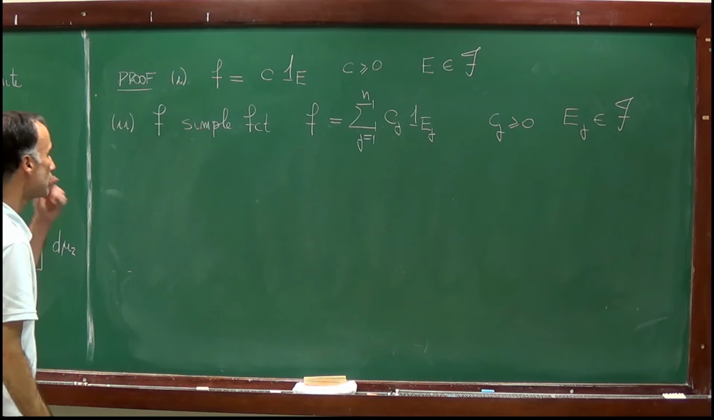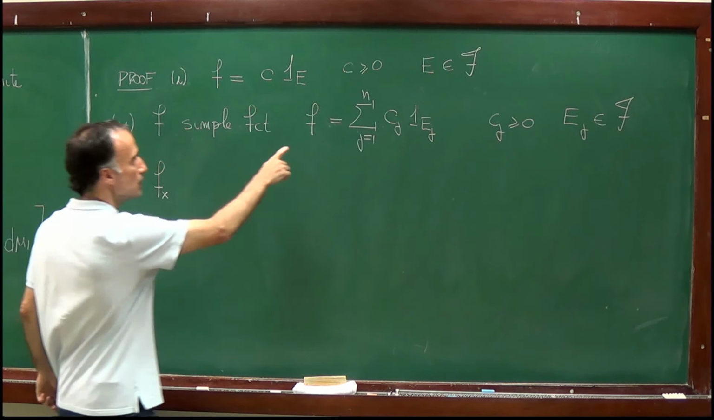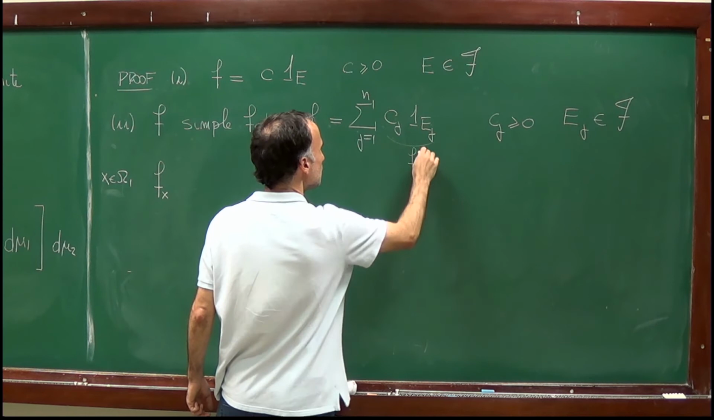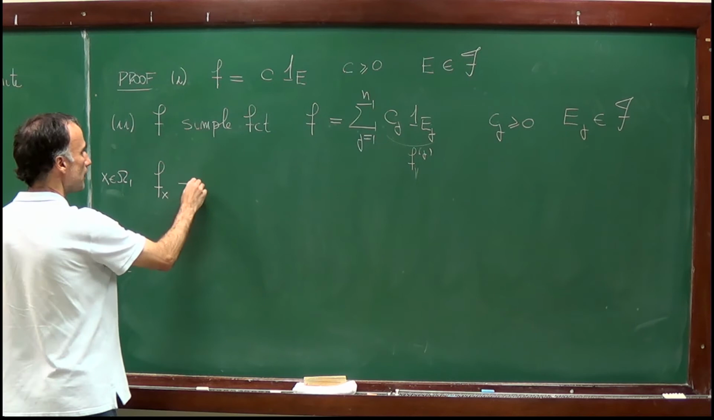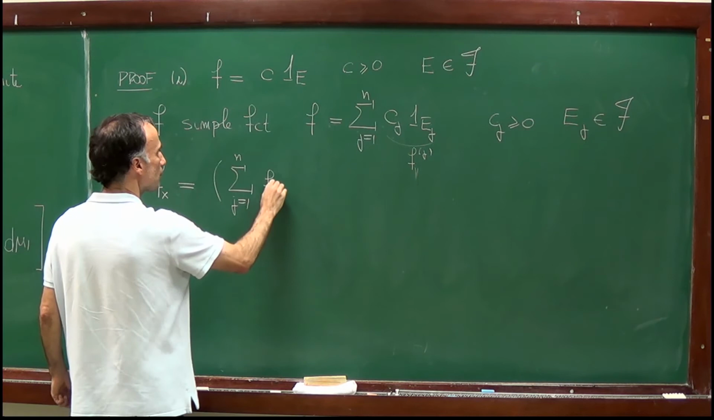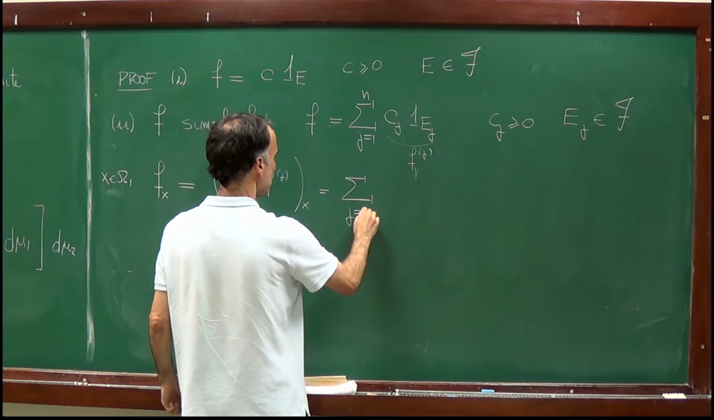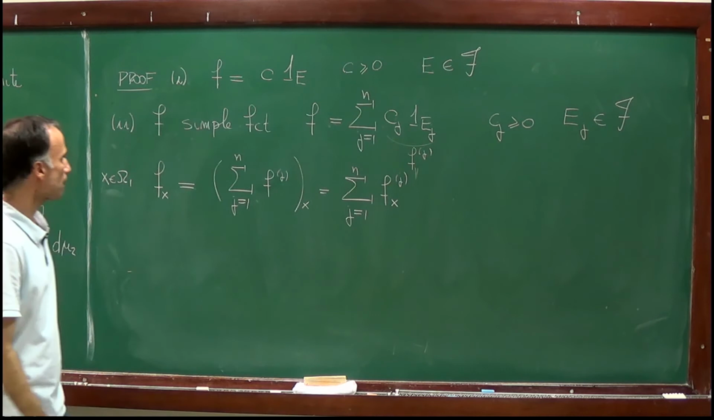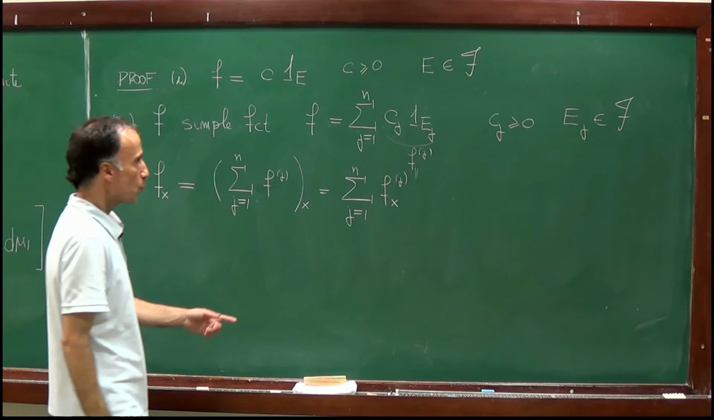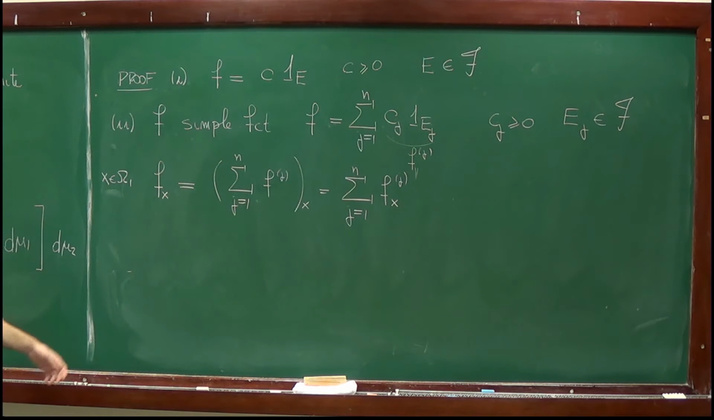So if I take x in omega 1 and I consider the function fx, so let me call that fj, and let me put an upper index. This is the function which is a sum from j from 1 to n of fj of x. So I'm fixing x and I'm considering this function as a function of y. So it is clear that this is equal to the sum of fjx. So I express this function as a sum of sections of multiples of an indicator.